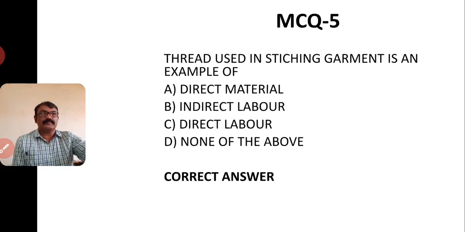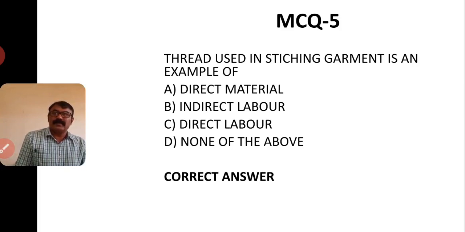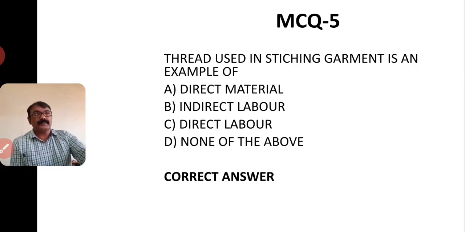And the fifth one is, thread used in stitching garment is an example of: direct material, direct labor, indirect labor or direct labor. None of these. It is none of these, because the thread used in stitching the garment is not an example of all three. Because of that I have gone for none of these.